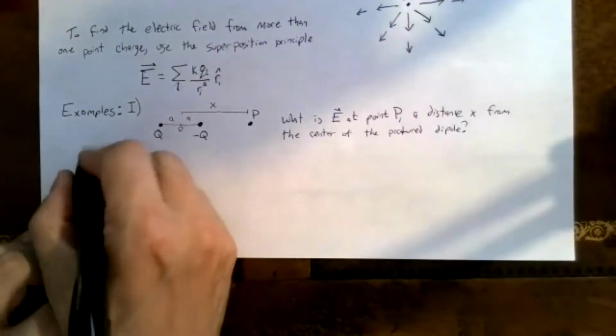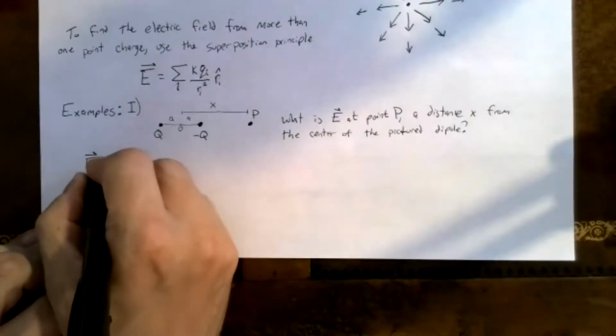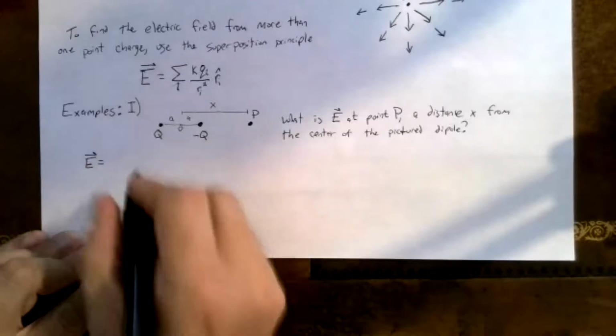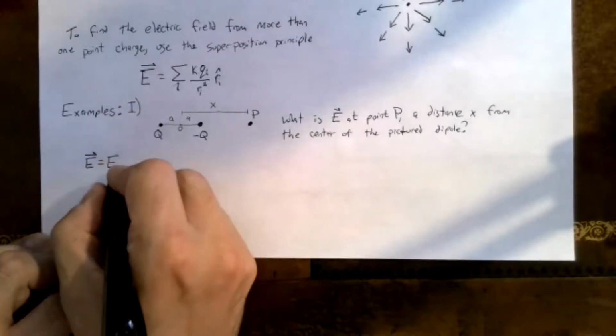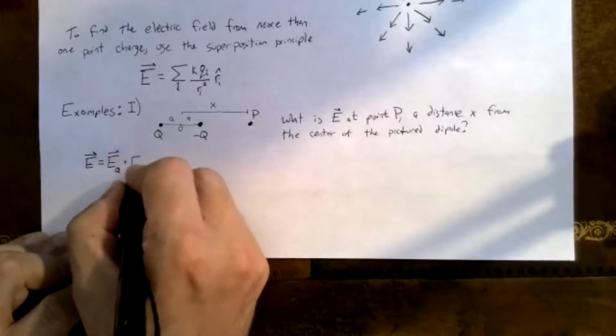Okay, so we have to use the superposition principle, right? So the electric field that we're looking for at point P is going to be the electric field that the positive Q charge makes plus the electric field that the negative Q charge makes.